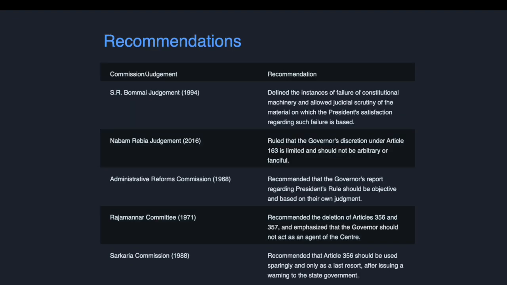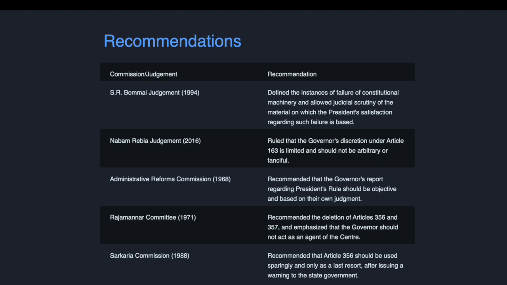Now, recommendations. The S.R. Bommai judgment 1994 defined the instances of failure of constitutional machinery and allowed judicial scrutiny of the material on which the president's satisfaction regarding such failure is based. Nabam Rebia judgment 2016 ruled that the governor's discretion under Article 163 is limited and should not be arbitrary or fanciful.